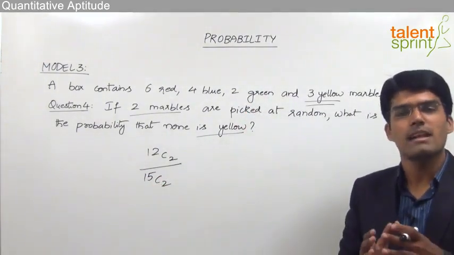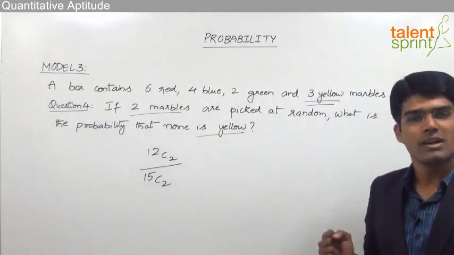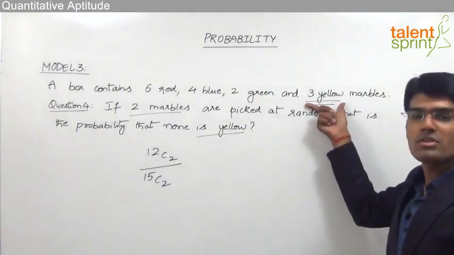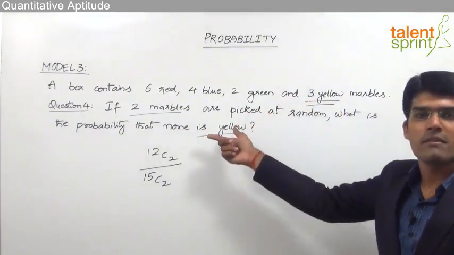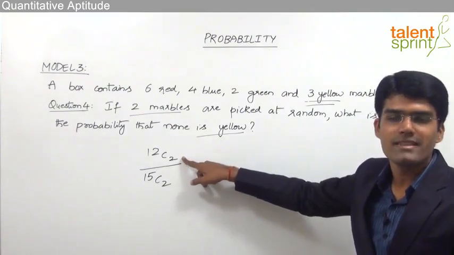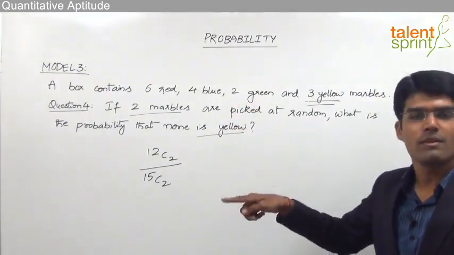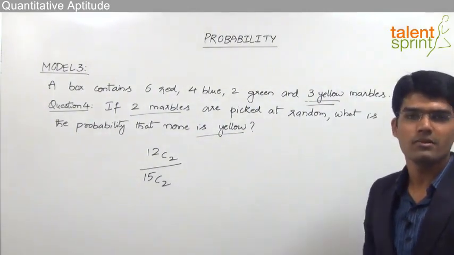So whenever we see that a number of marbles have to be selected in such a way that one particular color is not obtained, we simply leave those colored marbles out in doing the required number of selections. So from the remaining 12, we have to select 2 marbles, which can be done in 12C2 ways, divided by total number of selections 15C2. Why? Because total marbles are 15 and we have to select 2 of them.